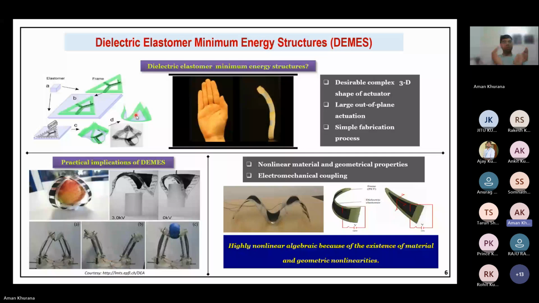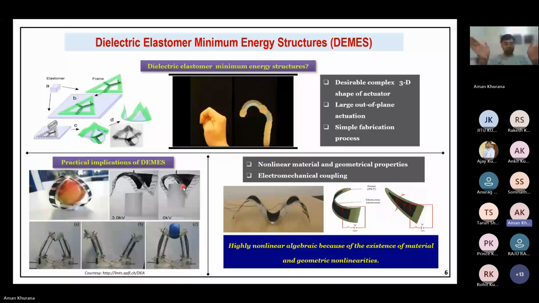So we can use this principle of DEMES in developing different applications like a gripper. Initially, when we preset and release it, it will hold an object like this. It is holding an object when no voltage is applied. Now you apply the voltage. When you apply the voltage, the structure tries to go back to its initial configuration. So it releases the object. Again, you keep the voltage zero, it will again hold the object.